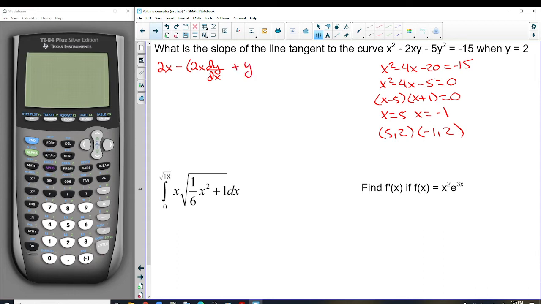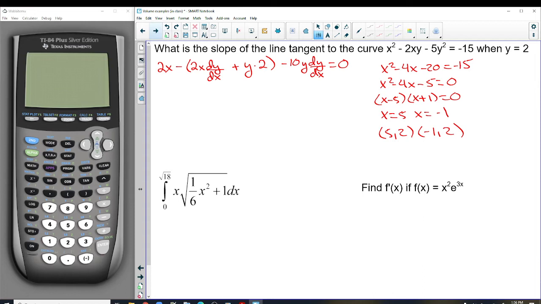Plus the second times the derivative of the first. Now if we take the derivative of x, we're good. We don't have to do anything extra. Minus 10y dy/dx is equal to 0. Don't forget to take the derivative of negative 15.